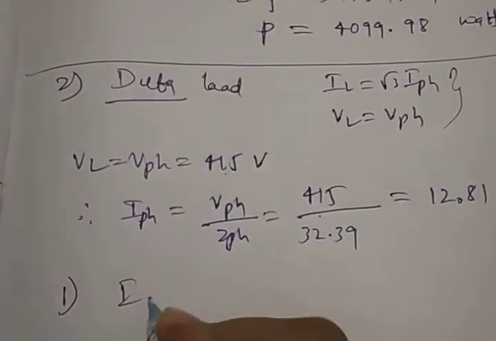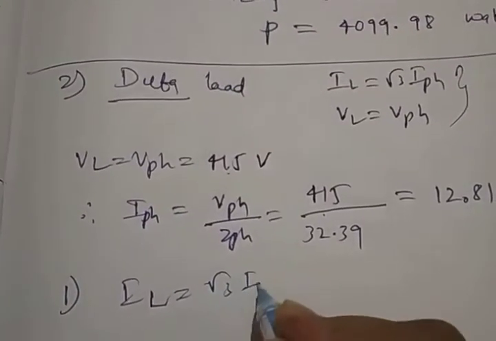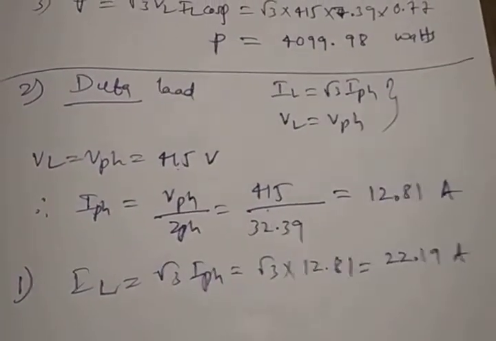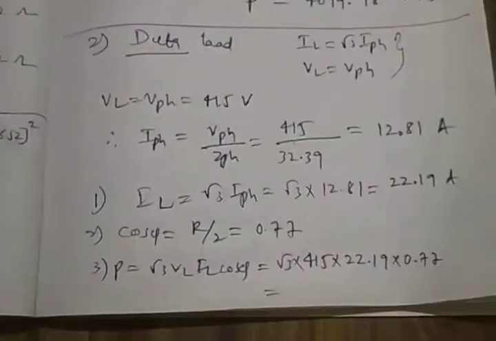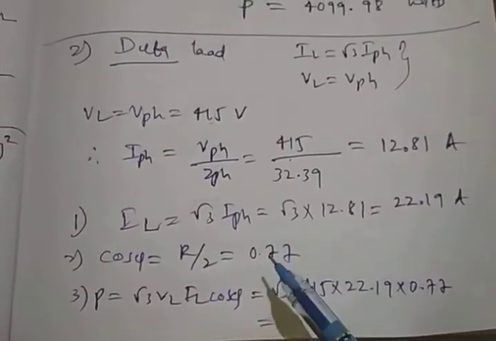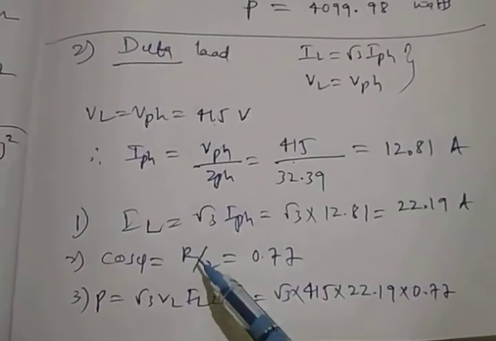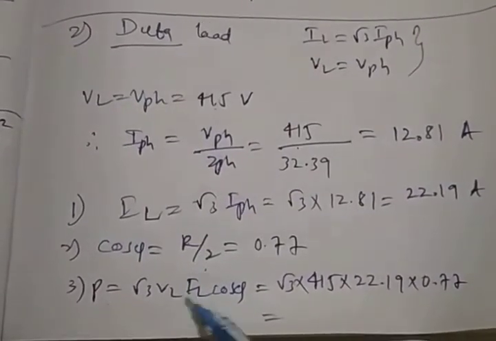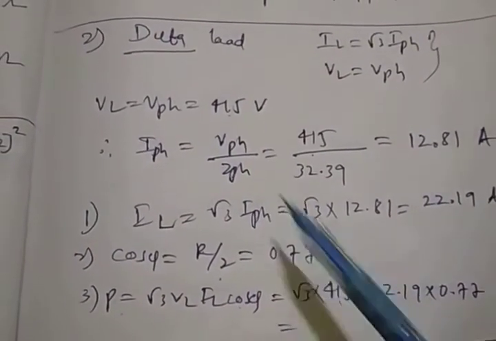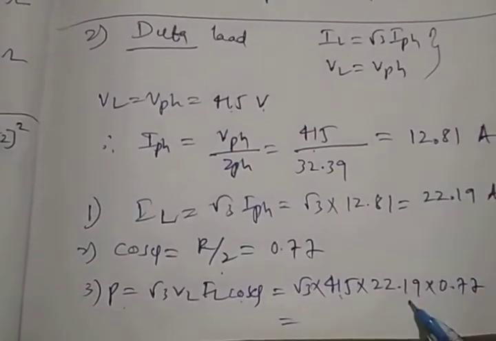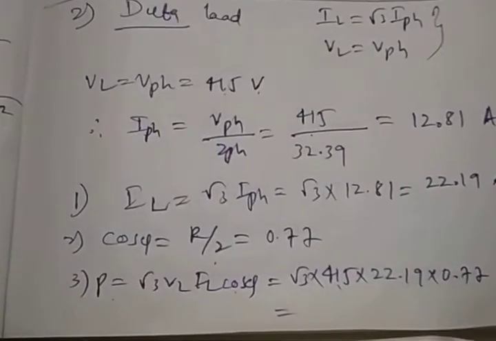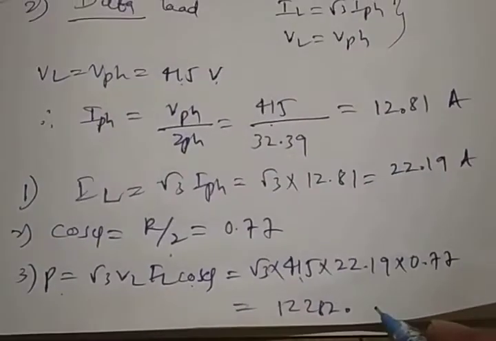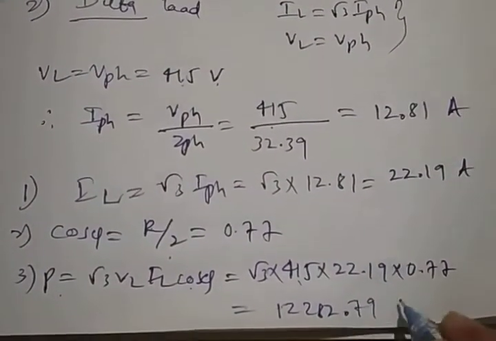So the first question is to calculate the line current. IL is equal to root 3 IPH, so root 3 times 12.81, you will get 22.19 ampere. The power factor is equal to R by Z. Substituting R 25 and Z 32.39, you will get 0.77. The last is power: root 3 VL IL cos phi, root 3 into VL, which is 415 volt, and IL, which is 22.19, into power factor 0.77. You will get 12,282.79 watts.